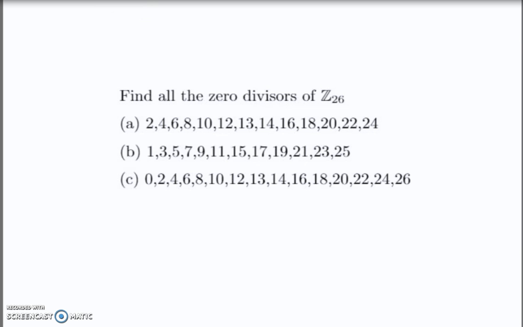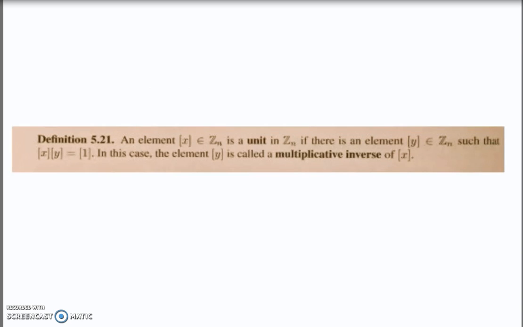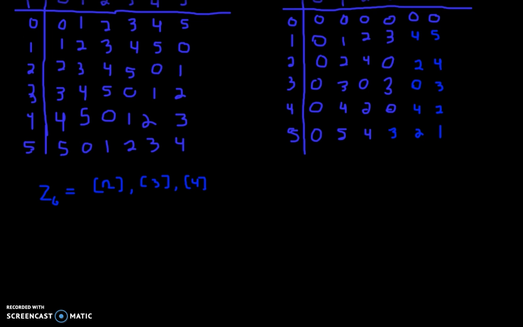Next, we're going to be looking at what a unit is. So the definition states, an element x in Z mod n is a unit in Z mod n if there is an element y in Z mod n such that x times y equals 1. In this case, the element y is called the multiplicative inverse of x. We're going to get into that second part of the definition towards the end of the video. Right now, let's just pay attention to what a unit is.